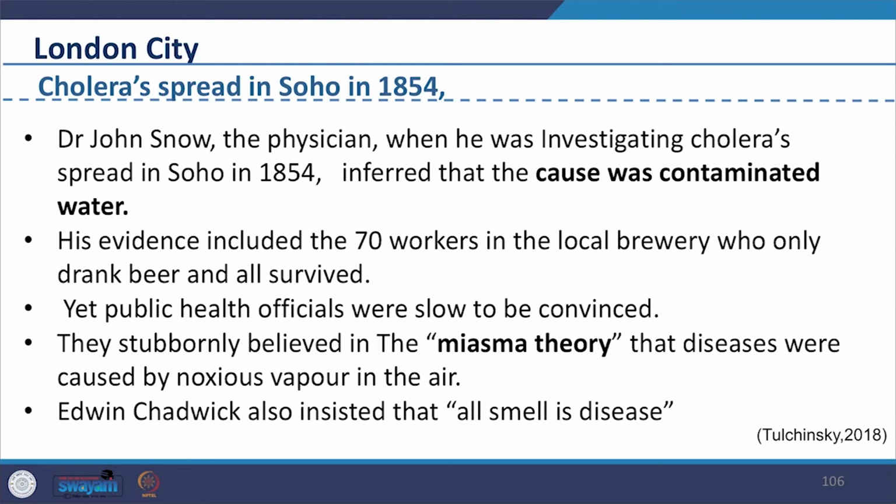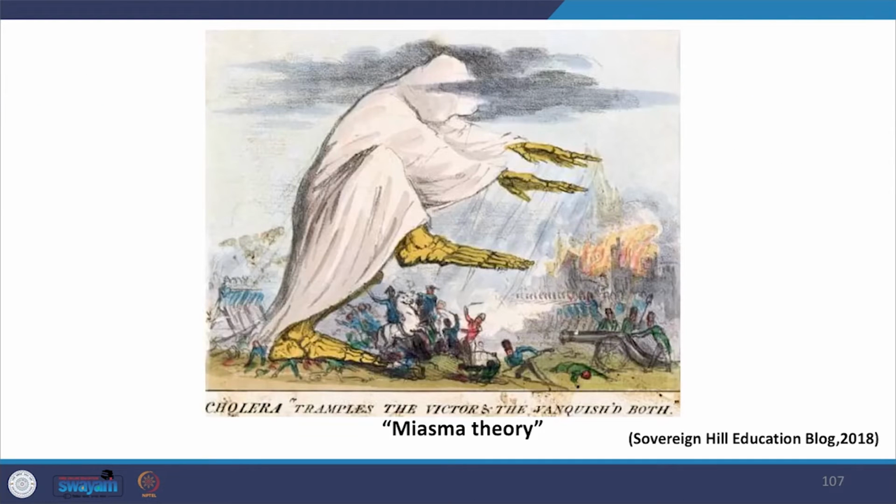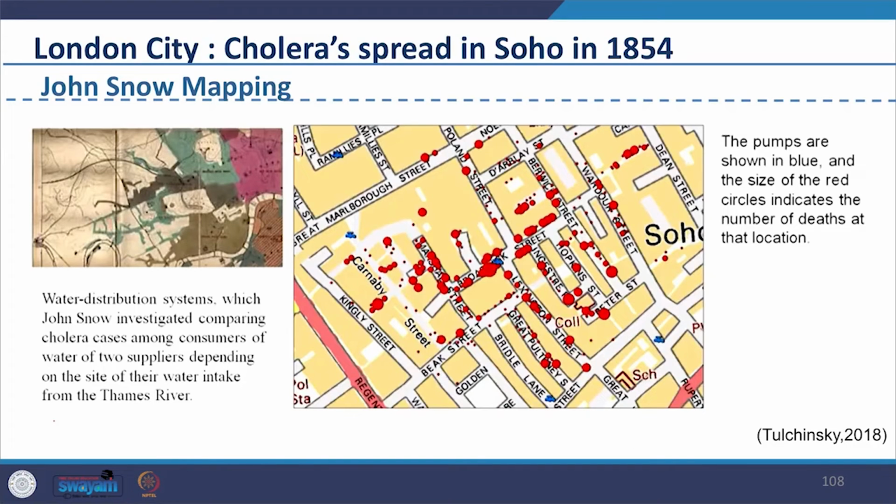They stubbornly believed in the miasma theory that disease was caused by noxious vapor in the air. In the image, you can see Dr. John Snow's thematic mapping to indicate the established relationship between contaminated water and cholera. Edwin Chadwick also insisted that all smell is disease.